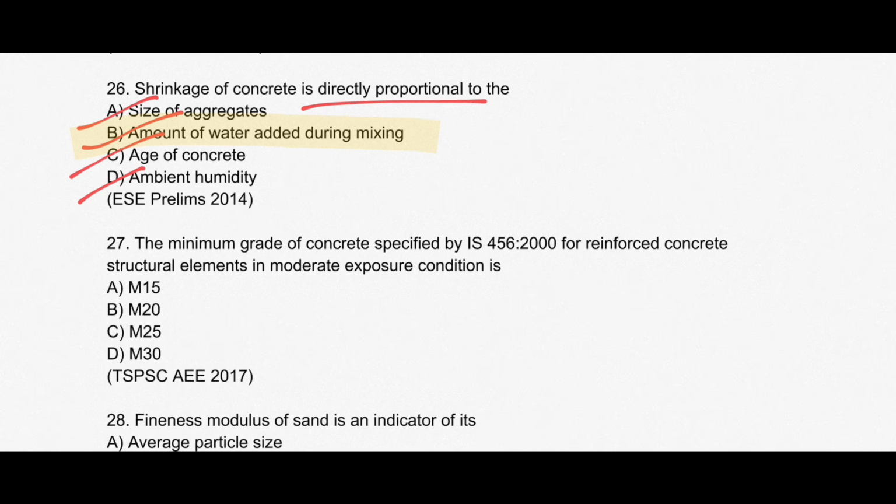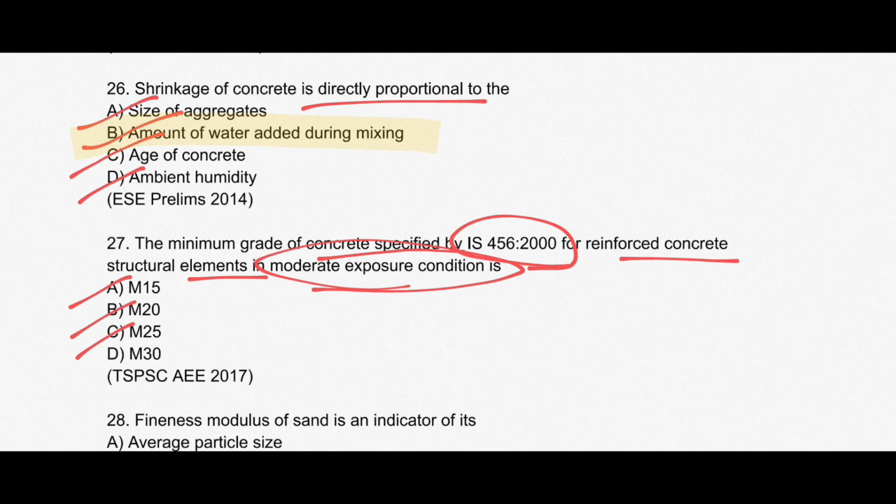27th question. The minimum grade of concrete specified by the IS 456-2000 for reinforced concrete structural elements in moderate exposure conditions. You have to remember all these. For moderate exposure condition, severe exposure condition and mild, which grade of concrete is used, the minimum grade of concrete, you have to learn by heart. Option A M15, M20, M25, M30. So the answer is option C, that is M25. M25 is the minimum grade where there is moderate exposure.